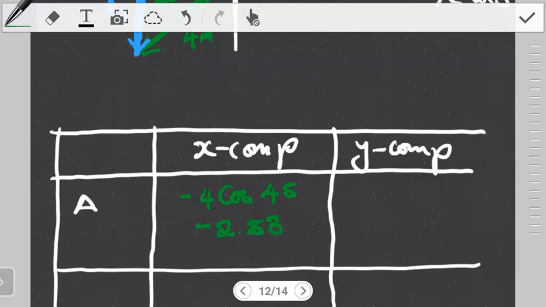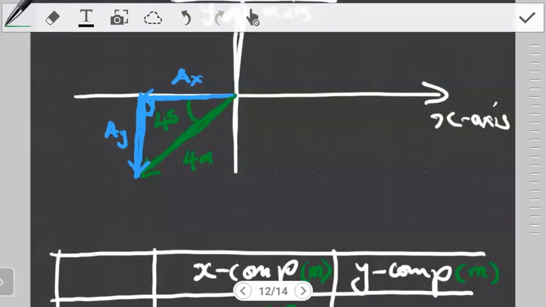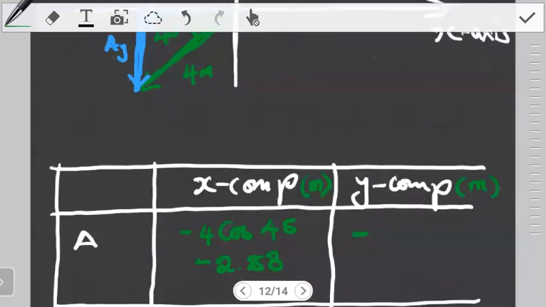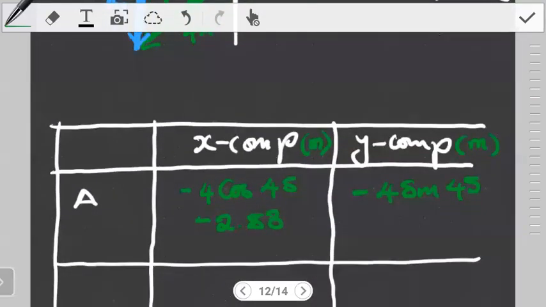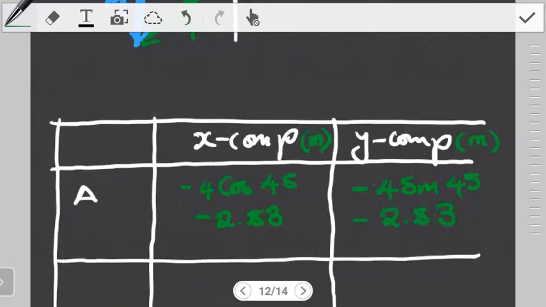2.83. Okay, so I'm going to put everything here in meters and everything here as well in meters. So I don't have to write meters every time. Okay, so this is the x component of vector A. Now the y component, again, the y component is pointing down, so it's going to be negative. So again, it is opposite to my angle, so I'll use sine there. So it is the vector itself for sine the angle 45. So sine 45 and cos 45 are the same, or they are equal. So we expect this to also be negative 2.83. Okay, this is vector A.